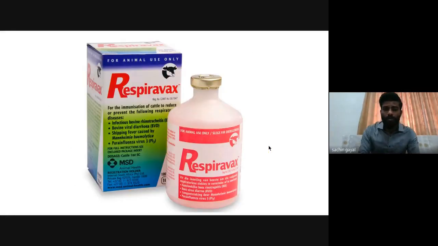This is one vaccine which is added with aluminum hydroxide, which is used against infections like viral infections such as infectious bovine rhinotracheitis, which was commonly seen in previous years. Nowadays, this is not seen clinically or at field level. Then bovine viral diarrhea, we note that this occurs. Then shipping fever and parainfluenza virus.